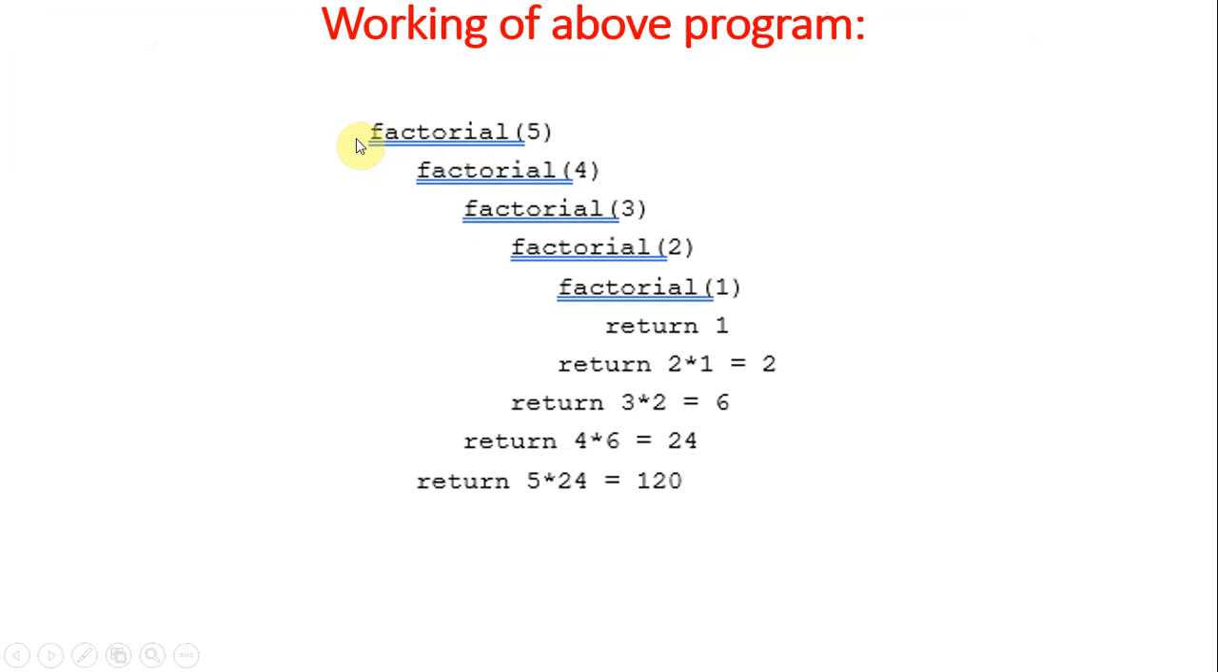So factorial 5 we have to calculate. Factorial 5 will call factorial 4, factorial 4 will call 3, 2, 1. Factorial 1 simply returns 1. Until we reach factorial 1, factorial 5 is 5 into factorial 4. And factorial 4 is 4 into factorial 3. Factorial 3 is 3 into factorial 2. Factorial 2 is 2 into factorial 1. Again, factorial 1 returns 1. Like that this program will perform.